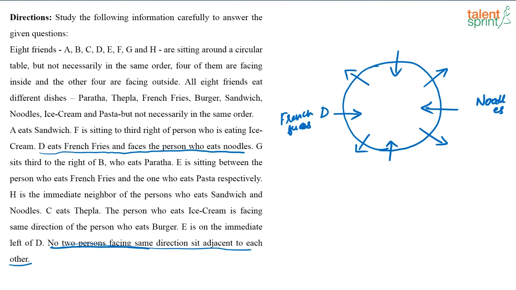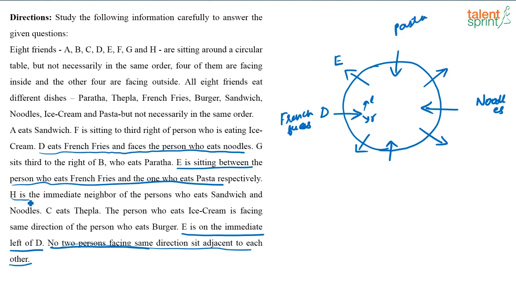They are saying that E is on the immediate left of D. So E has to be here. Left of D is this side. E is facing inwards. So this is the left and this is the right of D. So E is to the immediate left of D. Then E is sitting between the person who eats French fries and the person who eats pasta. So E is between French fries, and so this has to be pasta.